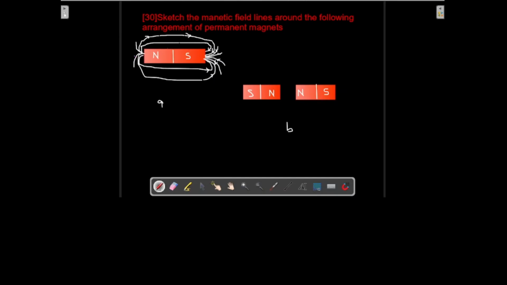Alright, so let's draw for these two. This is coming out of the north. Same thing happens here. So this is a pretty good diagram, but of course if you try it in your notes, it's going to be better. Now let's see this. We have north and north close to each other. We know they are going to repel, so the magnetic field lines are going to look something like this. It will still come out of the north, and then of course it is still going to form a loop around itself.